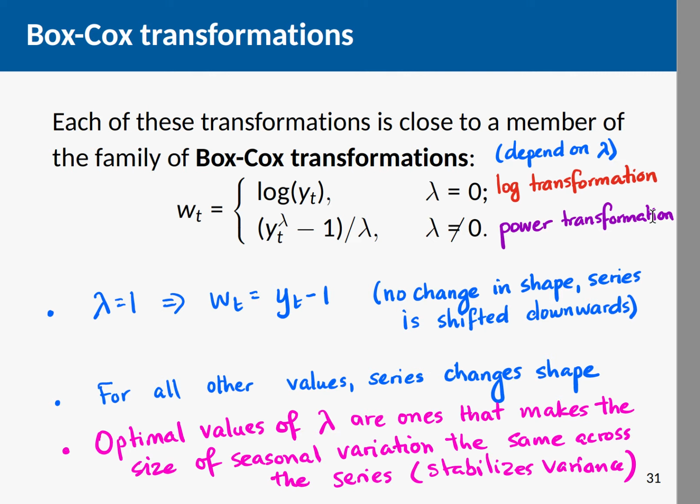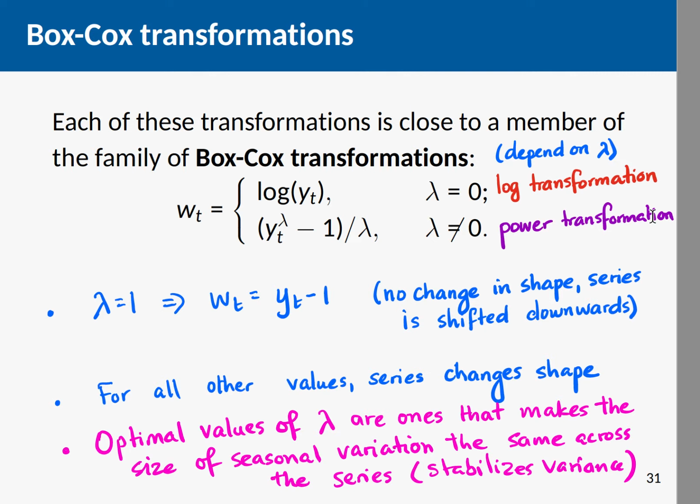So this brings us to what we call BoxCox transformations, where each of the transformations we have discussed so far, the log transformation and the power transformation, is close to a member of the family of BoxCox transformations. This is heavily used in statistics, and the name BoxCox comes from the authors, Box and Cox, who wrote a seminal paper in 1964 called An Analysis of Transformations, published in a very good journal called the Journal of the Royal Statistical Society.